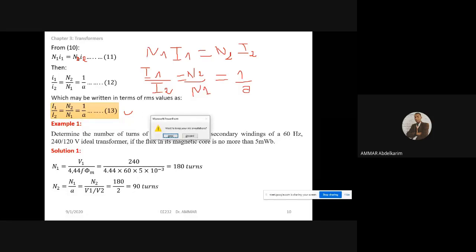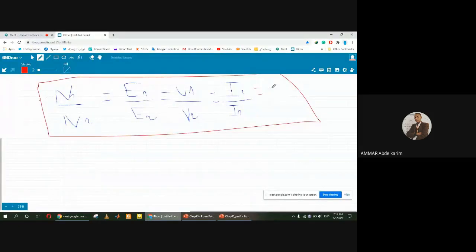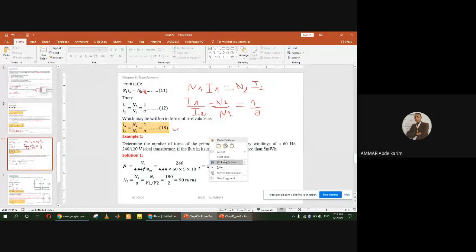As the expression we have written here in the table, N1 over N2, which is A, equals E1 over E2 equals V1 over V2, but it equals I2 over I1. So it's opposite with the current. That's why we said that in the operation of the transformer, when it increases the voltage, it decreases the current, and when it decreases the voltage, it increases the current. Okay, let's see this example. It's a simple one.